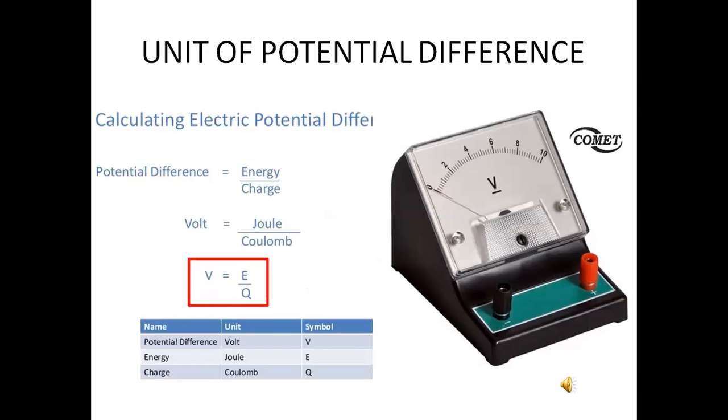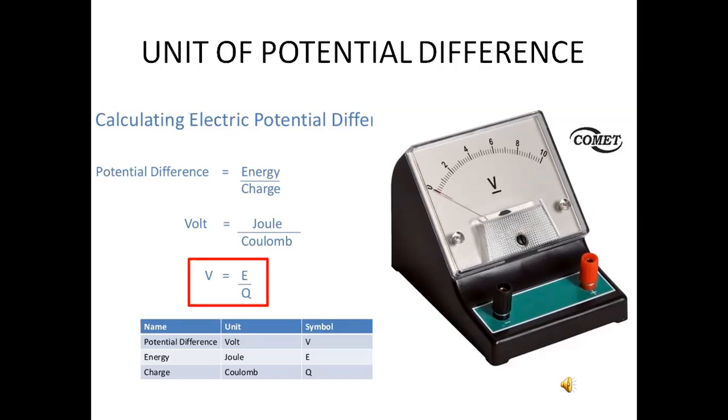Unit of potential difference. The SI unit of potential difference is the volt. Potential difference between 2 points is measured using a device called a voltmeter. Calculating electric potential difference: potential difference equals energy by charge. The unit of potential difference is volt, equal to energy in joule by charge in coulomb. So V equals E by Q.